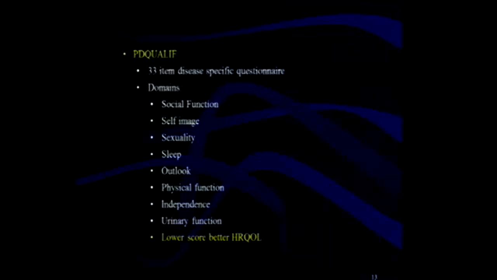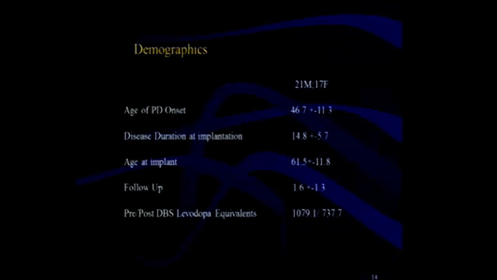The PDQ-ALF is 33 questions. Lower score means better quality of life. The questions are broken up into, as I already mentioned, social function, self-image, sexuality, sleep, outlook, physical function, independence, and urinary function. On average, our patients were about mid-40s when they were first diagnosed with Parkinson's. By the time they were implanted, they were around low 60s. And their average follow-up for the retrospective part was about 1.5 years after they were implanted.